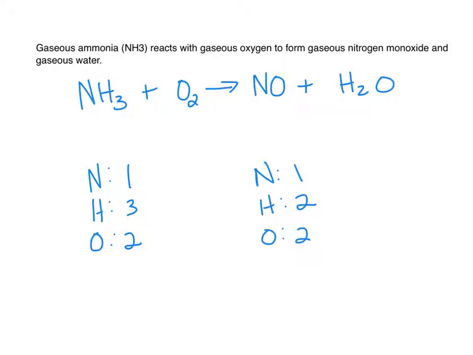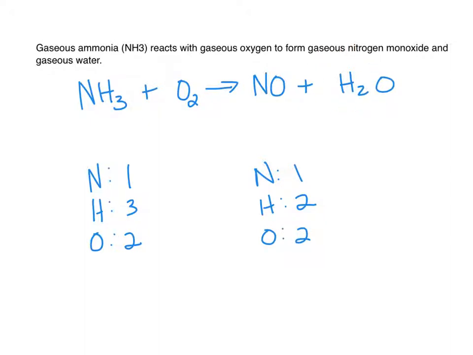So I've written out the equation unbalanced, and I have added up the atoms for each element on both sides. And the first thing I'm going to do is it's just the hydrogens in the beginning that are not lining up. So I have 3 hydrogens on this side, and I have 2 hydrogens on this side.